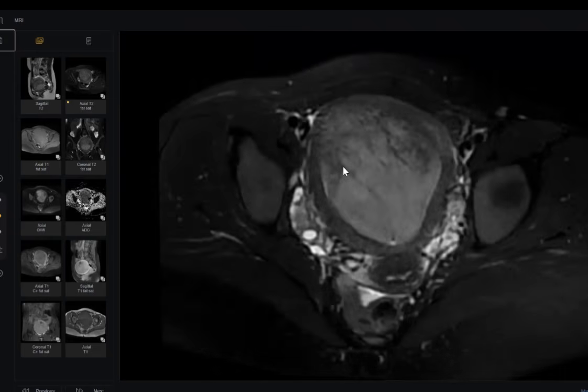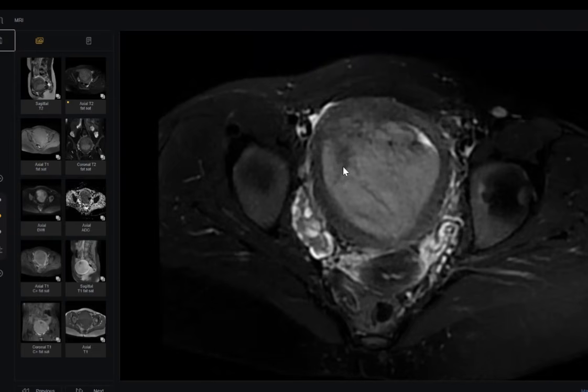Malignant. Okay. You can tell the examiner, doctor, this is a malignancy of the endometrium. Very easy, at least.